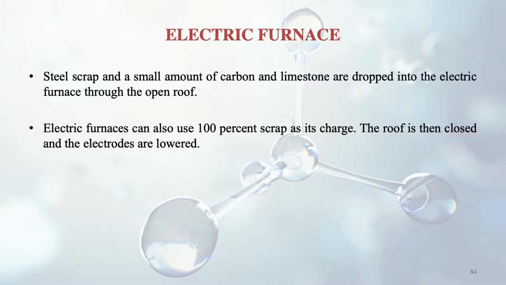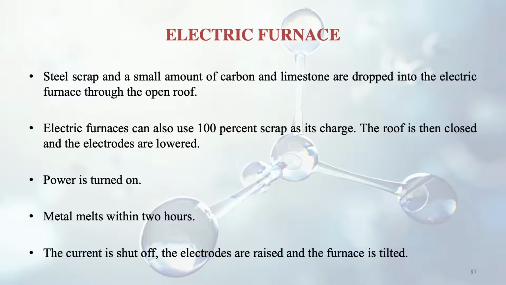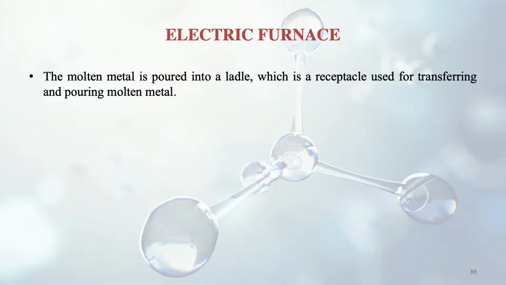The roof is then closed and the electrodes are lowered. Like I said earlier, the electrode height can be adjusted. So similarly here the electrodes are lowered after the roof is closed. Then the power is turned on and the metal melts within 2 hours. So the melting process takes only 2 hours. The current is then shut off, the electrodes are raised again and the furnace is tilted. The molten metal is poured into a ladle, like I discussed earlier.